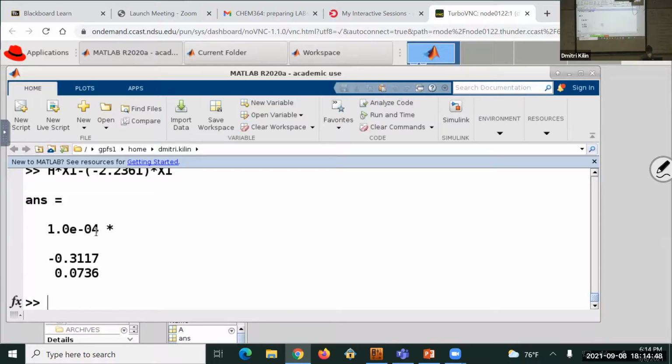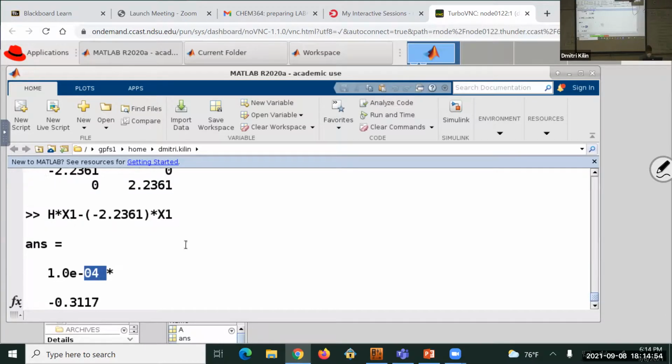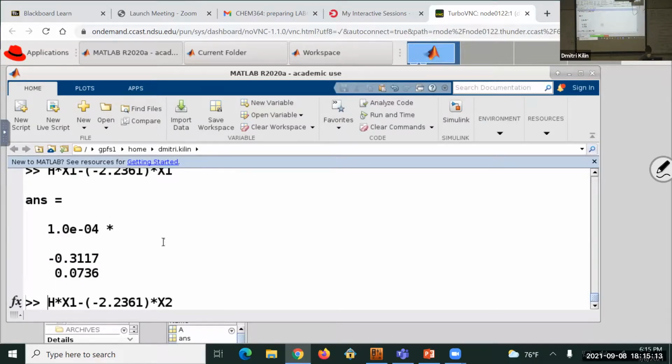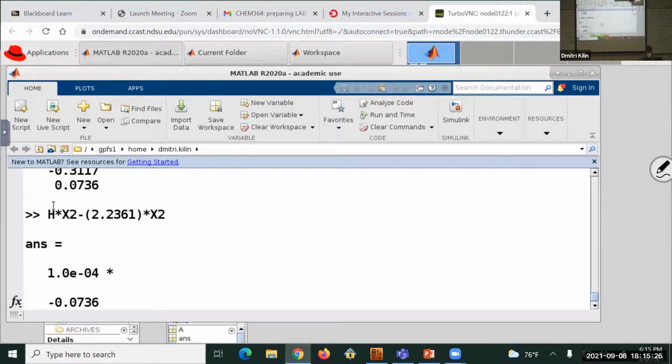So 10 to the minus four times some numbers, it looks like very close to zero. So I extracted the eigenvectors from this matrix U, plugged them into the original equation for eigenvalue and found that they give an answer close to zero. If the subtraction of two things comes close to zero, it means they're equal. Let's check. And now I plugged in the second eigenvalue and second vector, and it did give another small number. So it looks like things were correct.